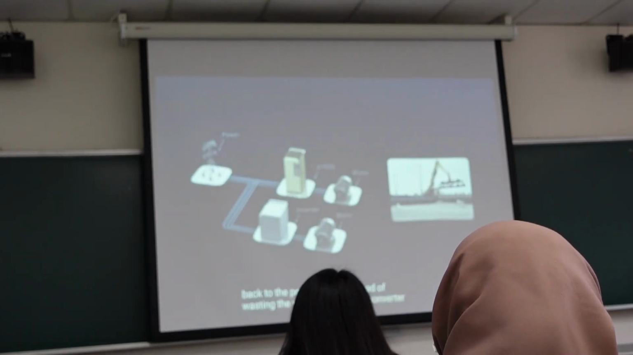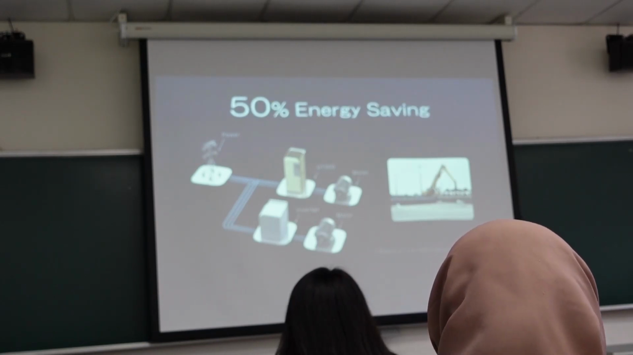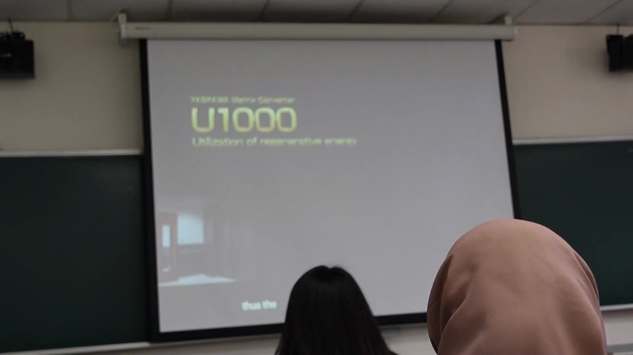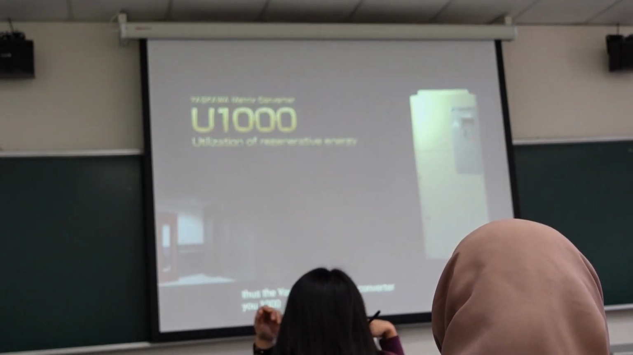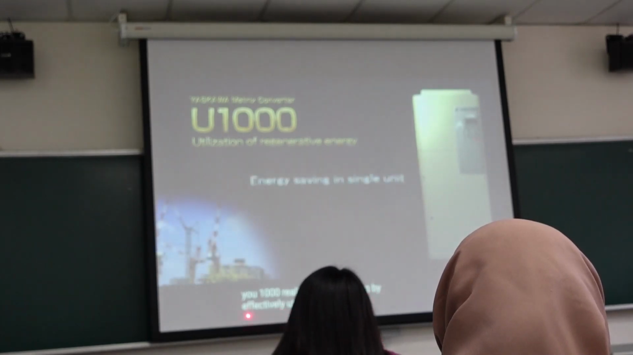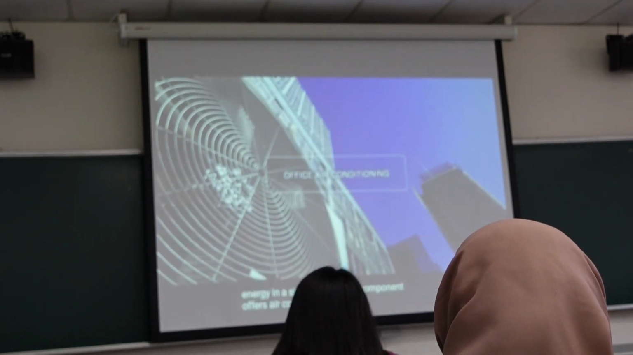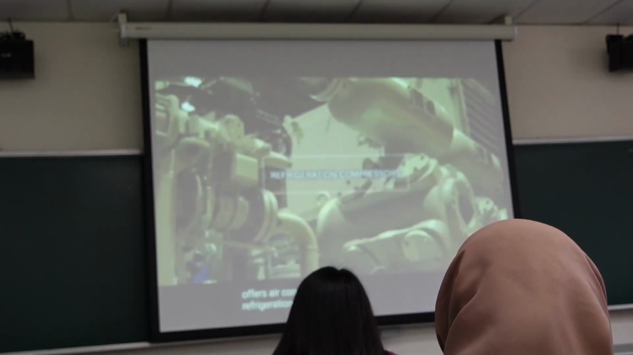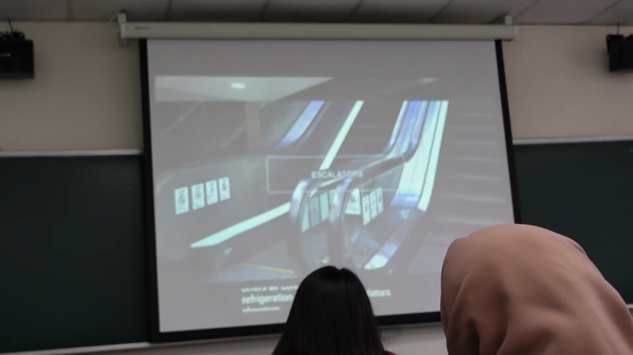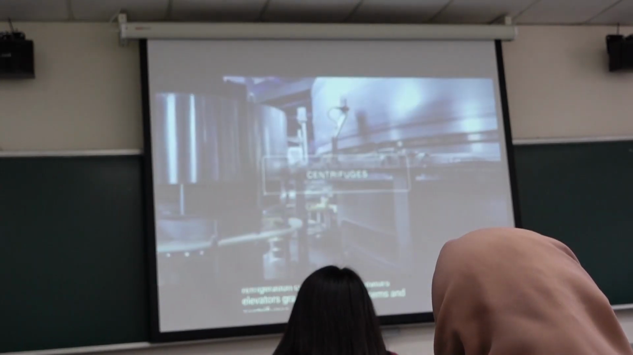The Yaskawa Matrix Converter U1000 can now save up to 50% of previously wasted energy by transferring it to other energy equipment, or returning it to the grid. Thus, the Yaskawa Matrix Converter U1000 realizes energy saving, utilizing regenerative energy effectively in a single component. Applications include office air conditioning, pumps, refrigeration compressors, escalators, elevators, cranes, winds, engine test systems, and similar.